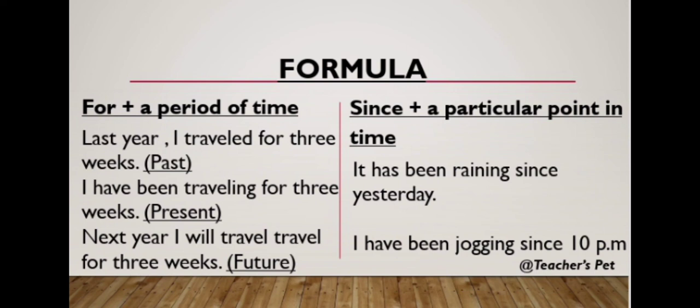Here are 3 example sentences that use similar vocabulary but use different verb tenses. The formula of since is since plus a particular point in time. The examples are: it has been raining since yesterday. I have been jogging since 10 p.m. In sentences with since, we usually use perfect tenses.